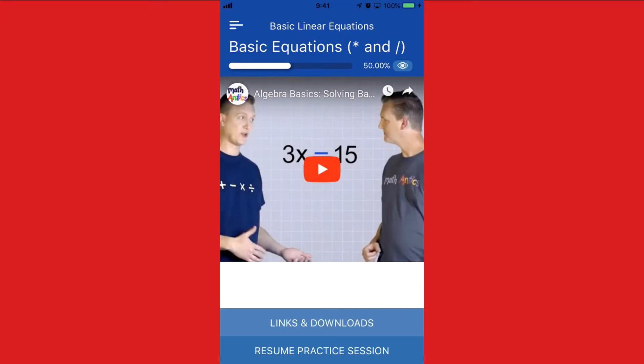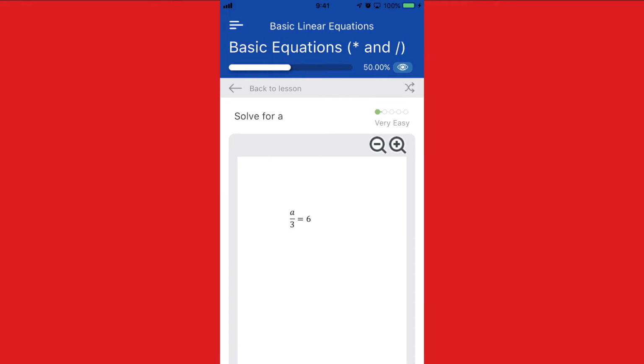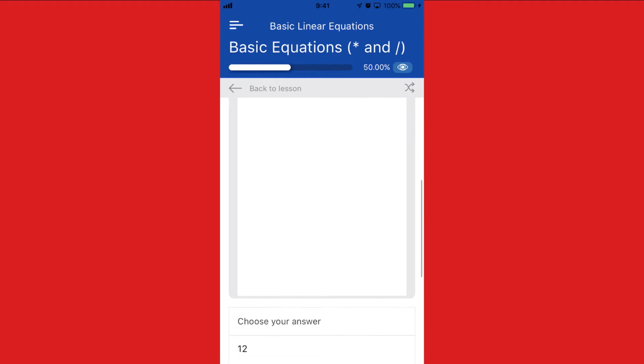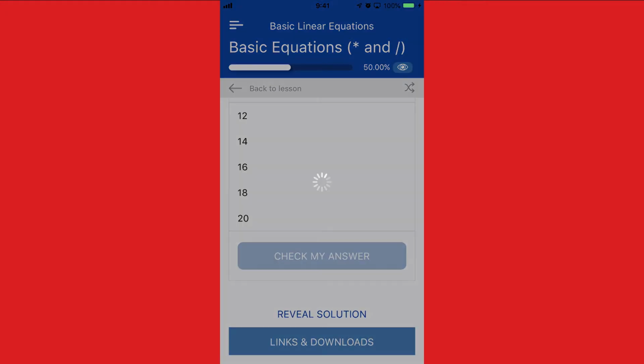In this case, it's basic equations, times, and division. Again, a YouTube video, and I resume my practice session, and this time I get a division question. a divided by 3 equals 6. Suppose I'm stuck, I don't know what to do. I click to reveal the solution.